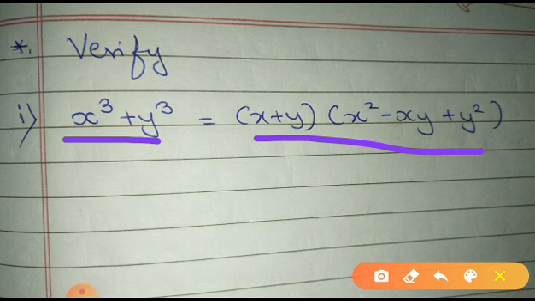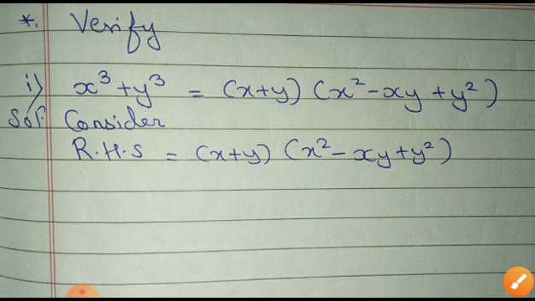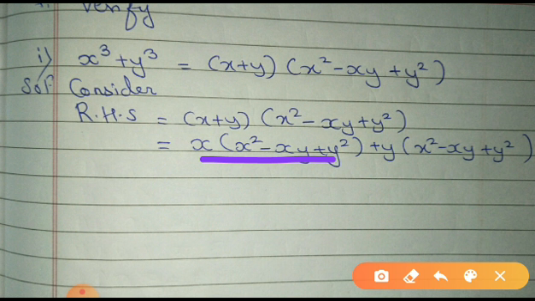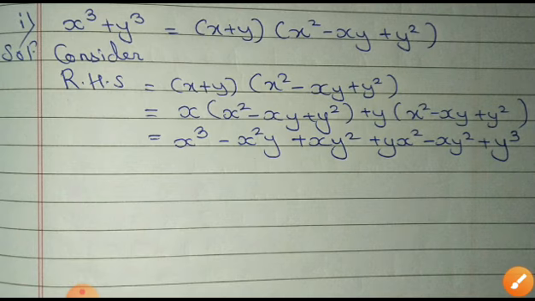Okay, so consider the RHS and simplify it. You have to multiply x to the bracket plus y to the bracket. Again use the distributive property and multiply x inside as well as y inside the bracket. So you'll be getting x cube minus x square y plus xy square plus yx square minus xy square plus y cube.